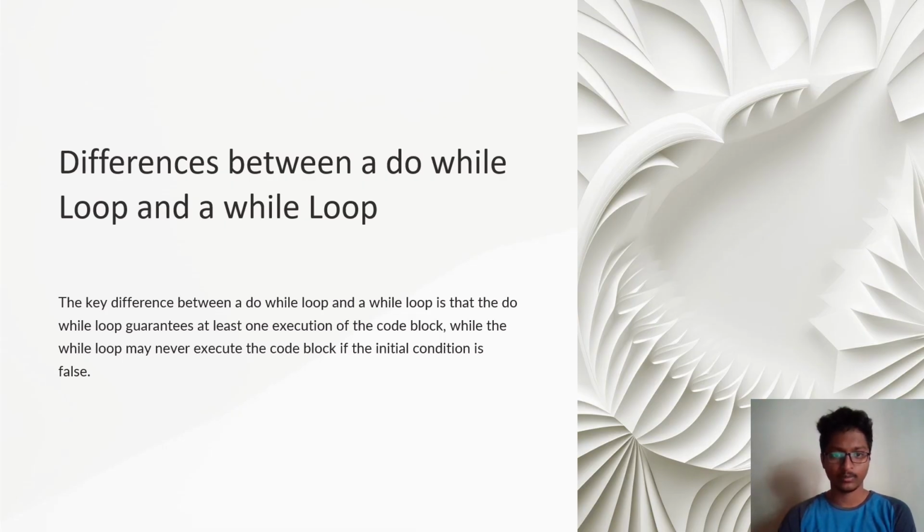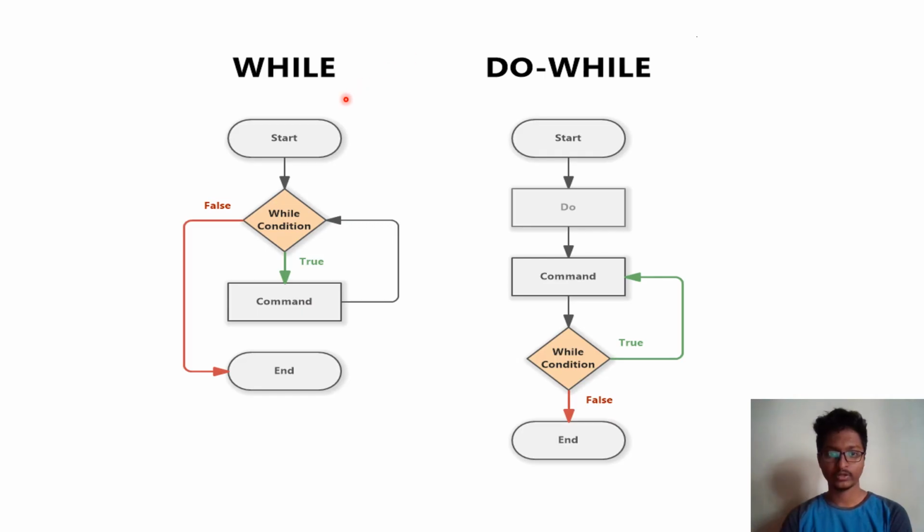Now let us know about the difference between a do-while loop and a while loop. The key difference between a do-while loop and a while loop is that the do-while loop guarantees at least one execution of the code block, whereas the while loop may never execute the code block if the initial condition is false. So here is a flowchart of the while loop and this one is a flowchart of the do-while loop.